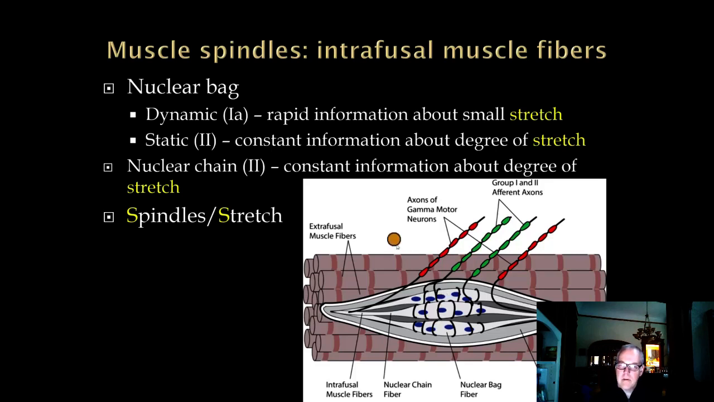The other part of the nuclear bag are the static fibers, and these provide more of a constant input to the spinal cord about the degree of stretch. That's very similar, and overlaps with the nuclear chain fibers, which again provide constant information about the degree of stretch. The dynamic fibers provide kind of an all or nothing response, so they don't provide much information, but if stretched, they send a lot of information. Those are the dynamic nuclear bag fibers. These are the ones mainly activated when we check reflexes on exam. So when you think muscle spindles, you should be thinking of stretch. These are also very important, as we will see, in terms of regulating muscle tone.